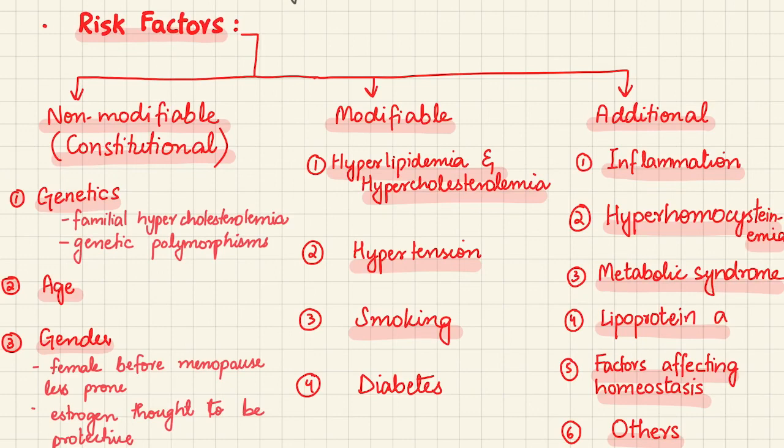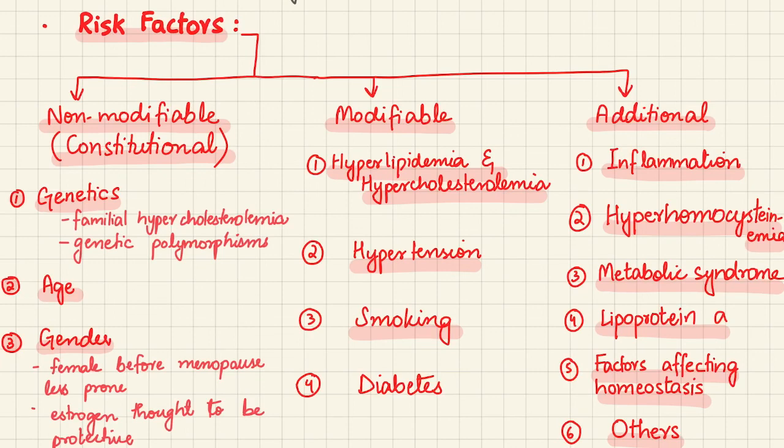The second modifiable risk factor is hypertension. Hypertension has been strongly linked to the development of atherosclerosis. Why? Because you know that atherosclerosis starts developing once there is an injury to the endothelial cells, and hypertension causes high pressures in the arteries, and the high pressures are going to cause turbulence in the bloodstream and damage the endothelial cells, and thus they are more prone to developing atherosclerosis.